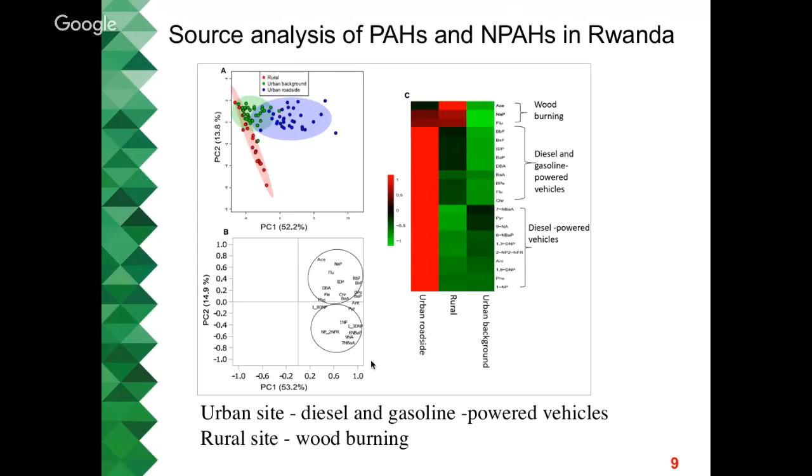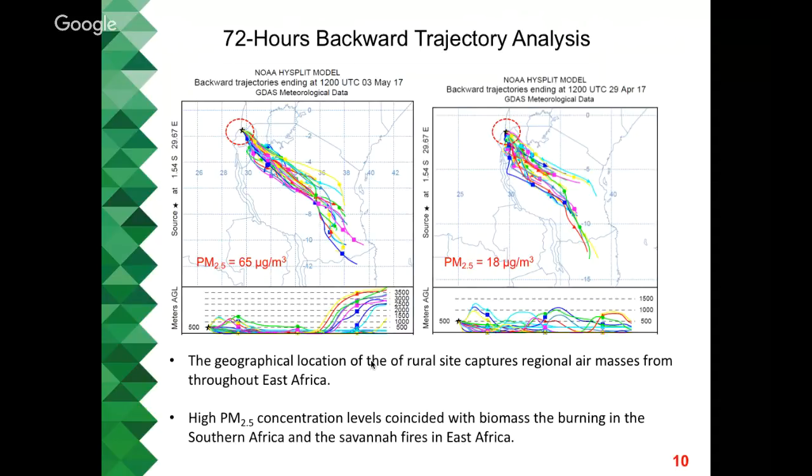You can also easily identify the sources of this compound. I do 3-day back trajectory analysis as well, because Rwanda is a landlocked country with different countries around. We found the highest concentration recorded in the rural area coincided with biomass burning or air coming from South Africa, while the lowest concentration recorded showed that the air mass was local.